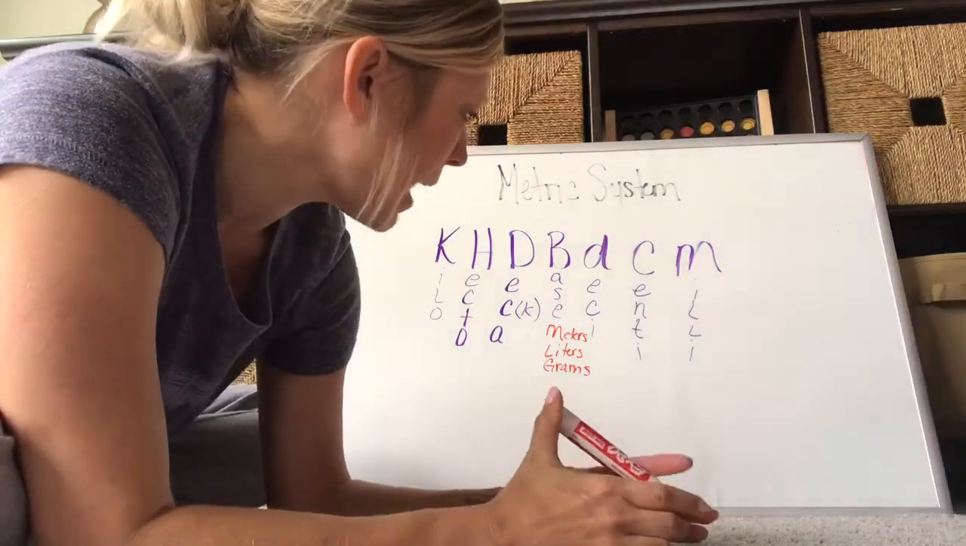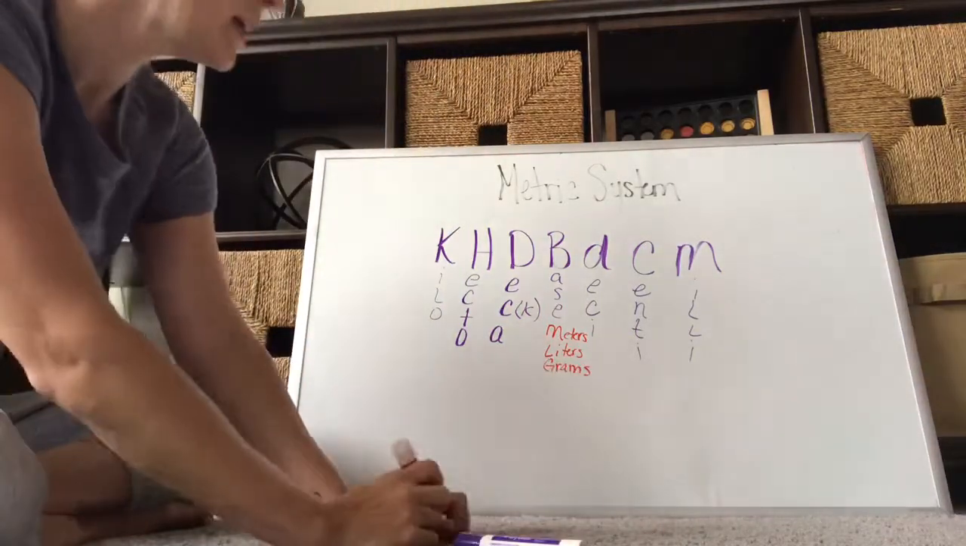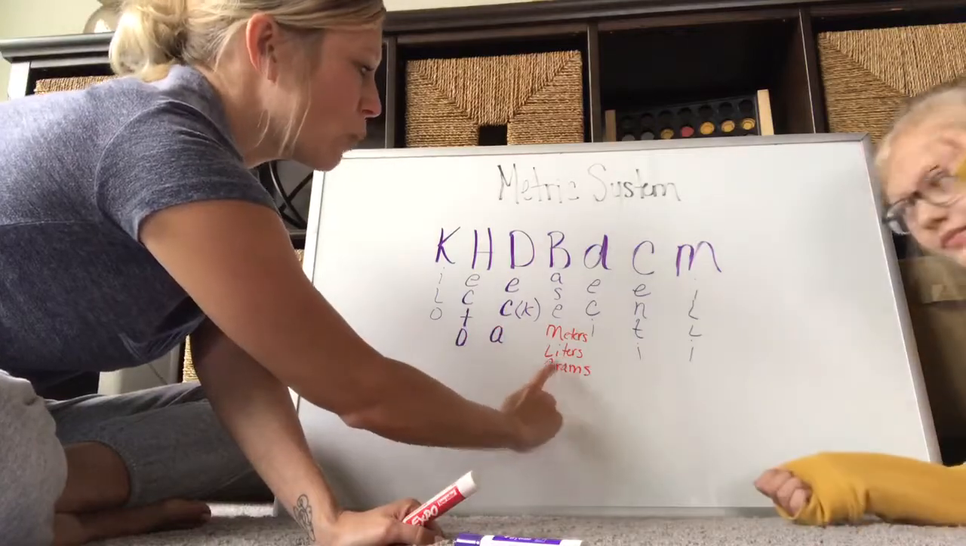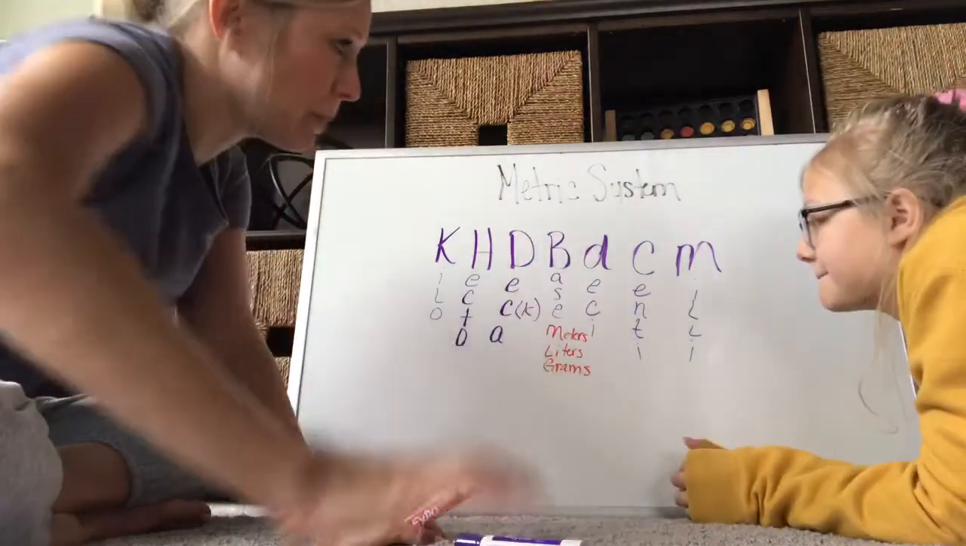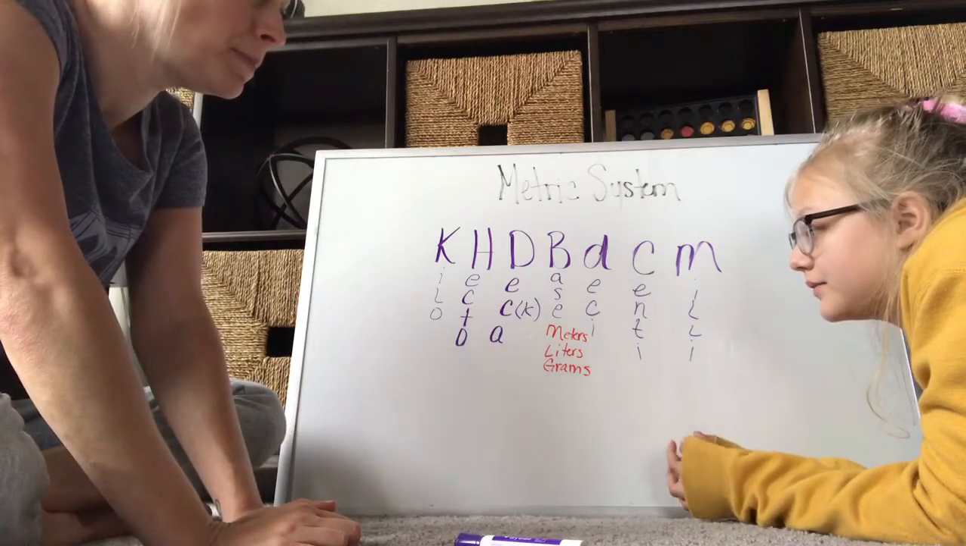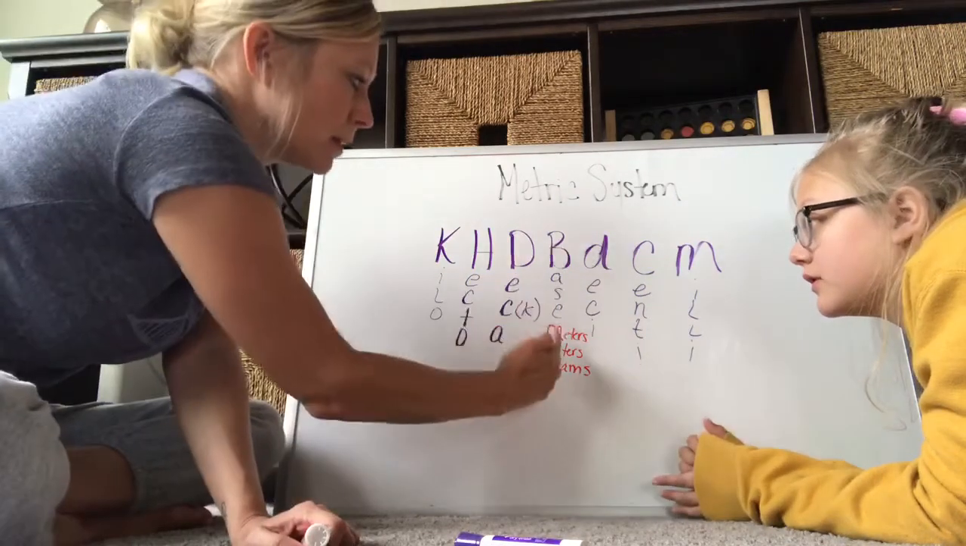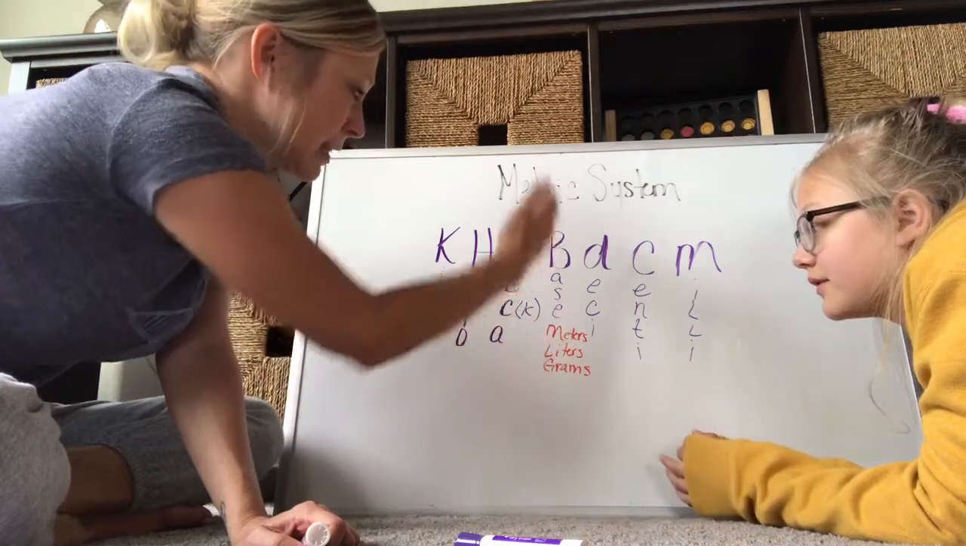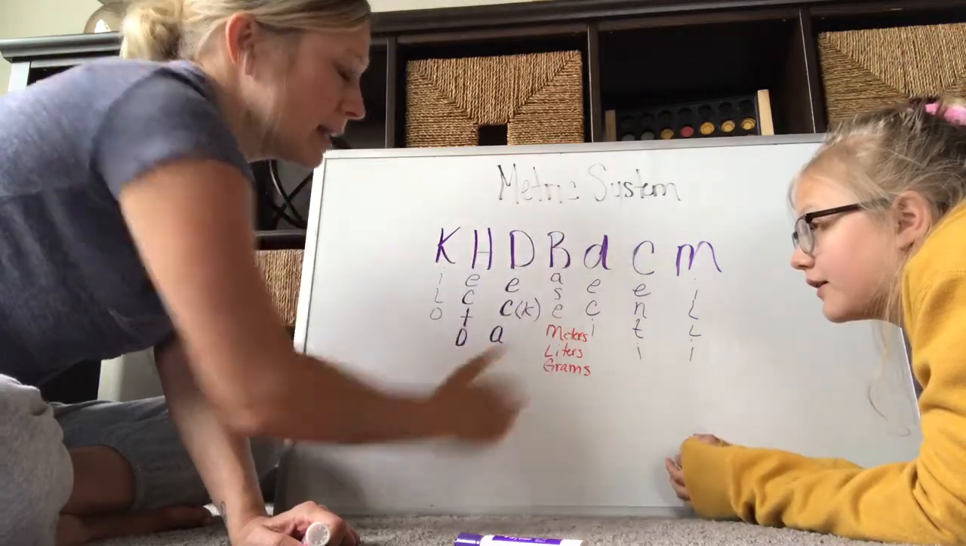Okay, so Rachel. Yes. If we're starting at the base, what place value is this base like if we're talking about a base 10 number system? At the very bottom. What place value is equivalent or the same as the base?